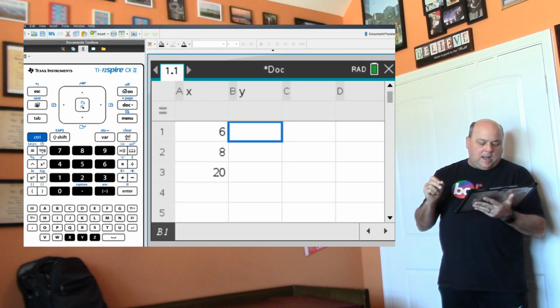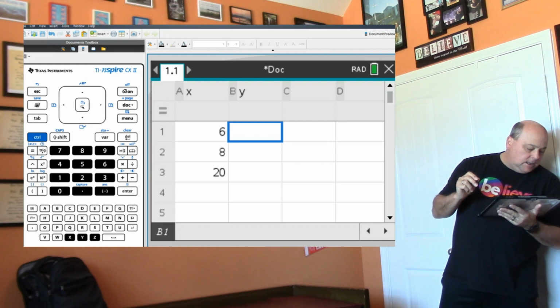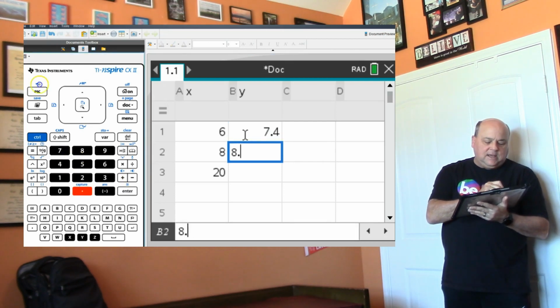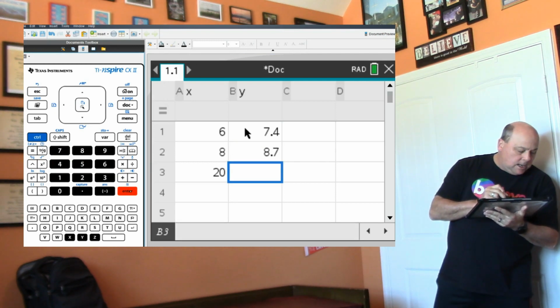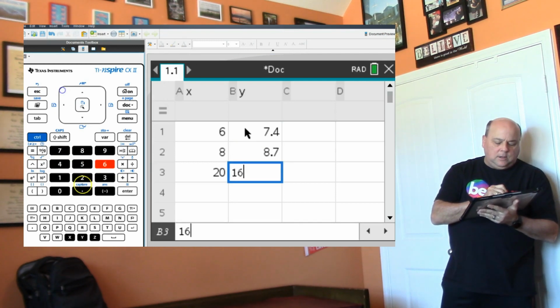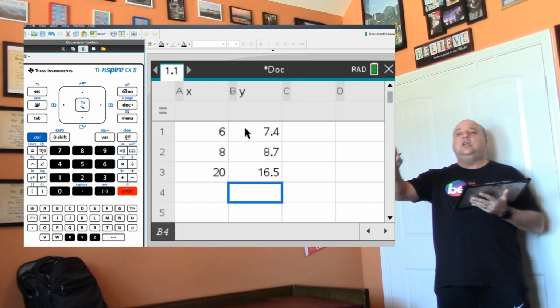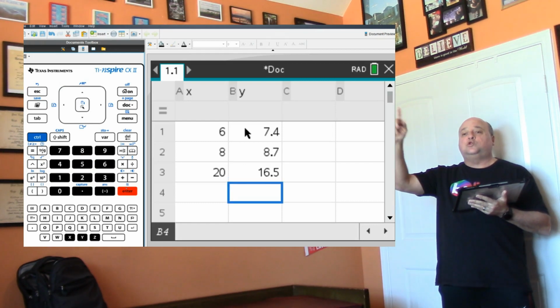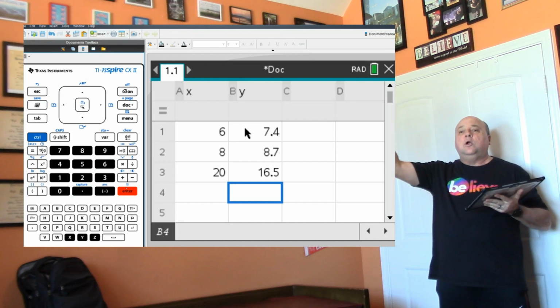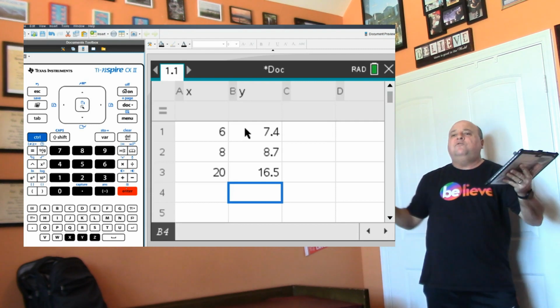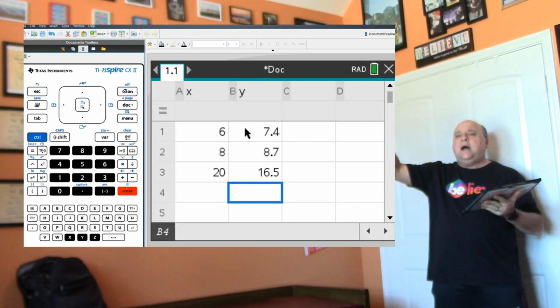And then for my Y's, I got 7.4, 8.7, and I have 16.5. Since we're dealing with money here, we are not going to switch the decimals to a fraction with our slope. Remember, menu 4, 1, 3, X down, Y down, enter.